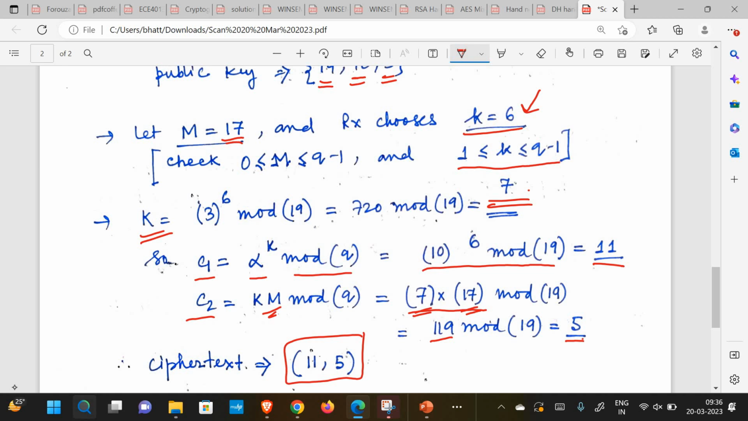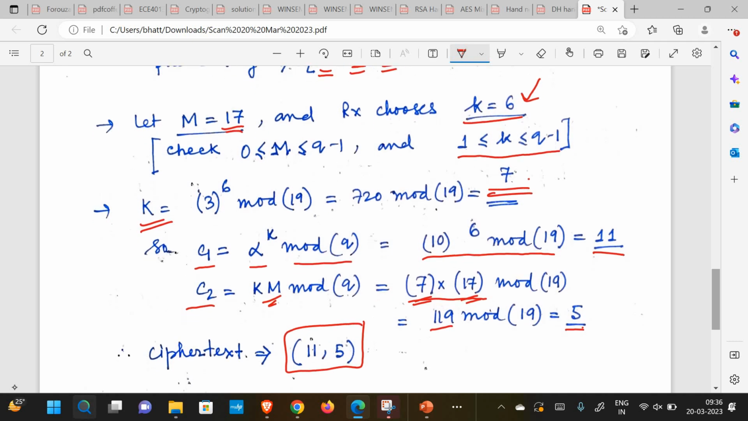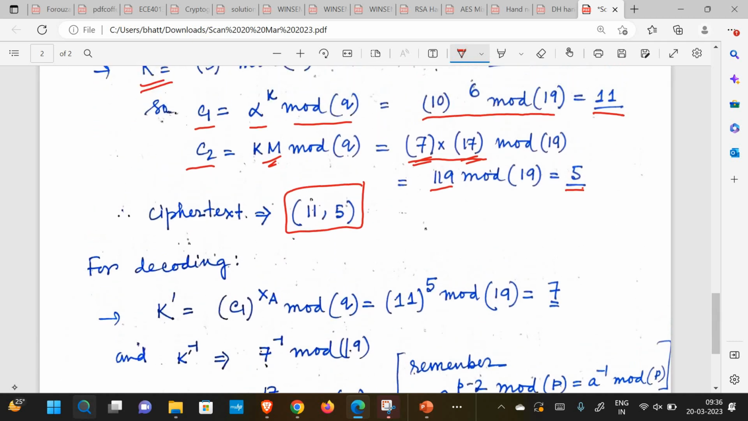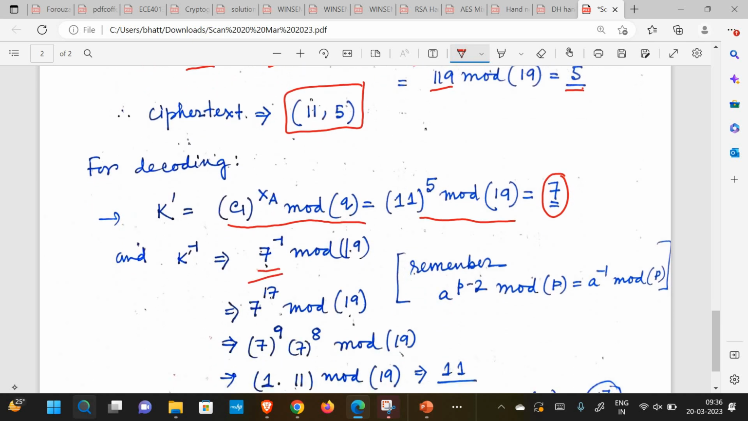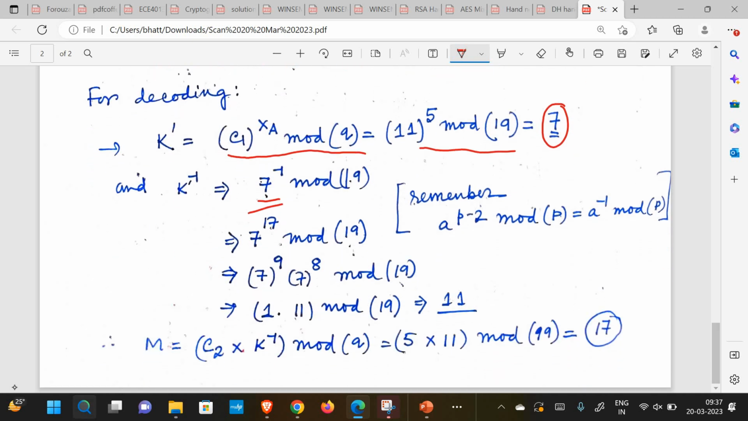Any doubt here? Alright. Now the decryption, same way, just the reverse. So we have to generate k prime. So k prime is given by C1 to the power xa mod q. Substituted over here, we get a 7. And we get the next one. We use the 7 and its inverse. You can see, remember the process I told you over here. And we get a value of 11 back. So this is my k prime.